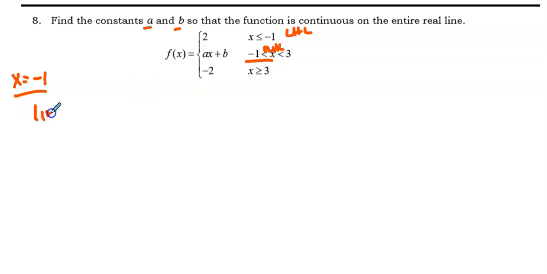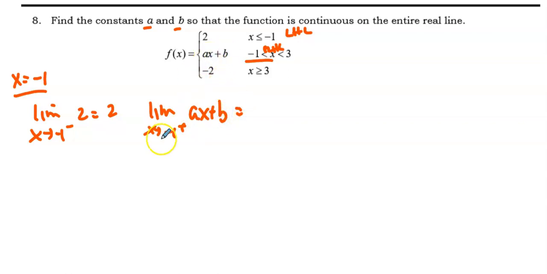So we can take the limit as x approaches -1 from the left of 2, and based on our limit laws from the last lesson, we know that this answer is just going to be 2, right? Whenever you take the limit of some number, it's always that number. And then the limit as x approaches -1 from the right is ax plus b, right? That's the function we plug into. And we know that x is -1, so I'm left with -a plus b. Okay?